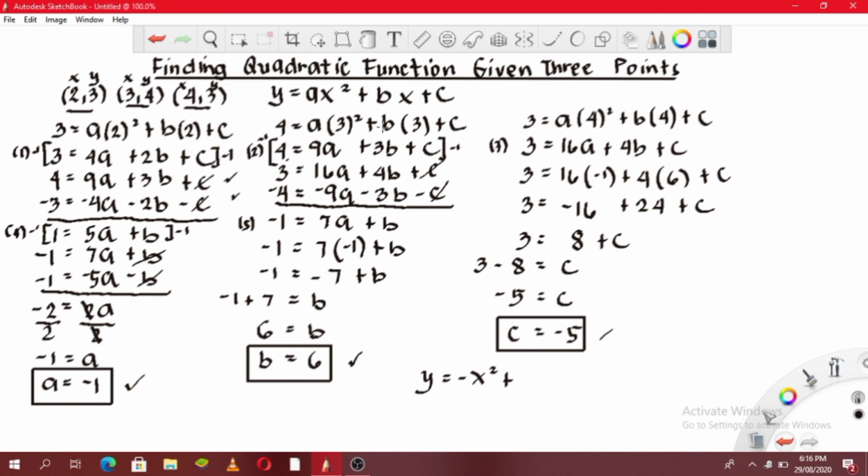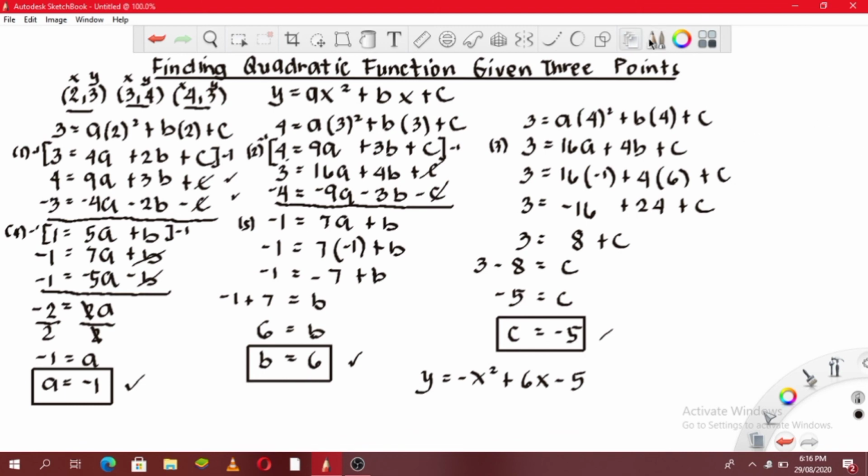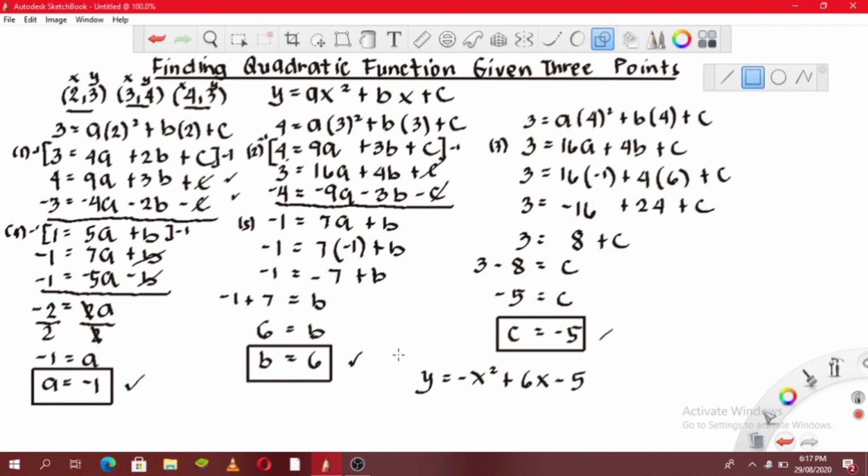Ano ba ang b natin? 6. So, plus 6x plus c. Ano bang c natin? Negative 5. So, plus negative 5 or just minus 5 para iisang sign na lang ang makita natin or isang operation ang makita natin. So, now, this is the quadratic function. Ito yung quadratic function na may points sa kanyang graph na (2, 3), (3, 4), at (4, 3). So, medyo mahaba ang process, but if we will follow the process, we will get the correct answer.